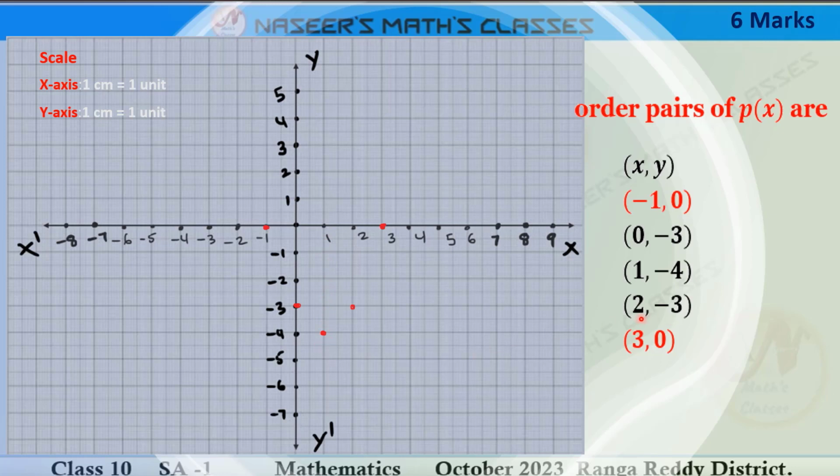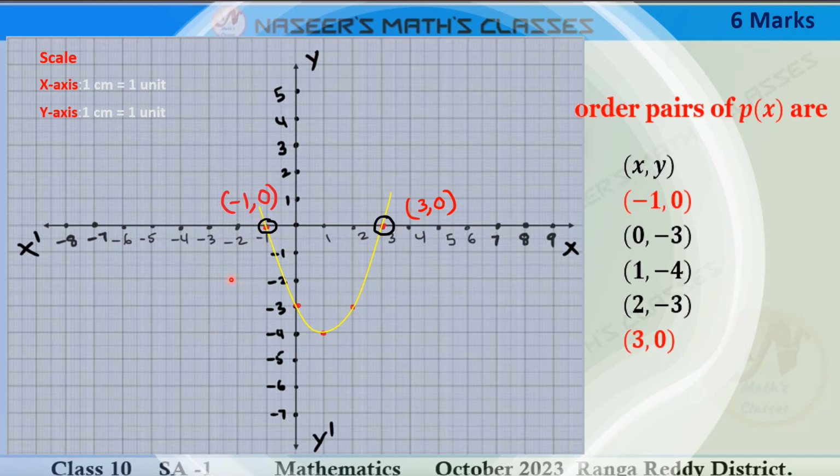Next, ordered pair is 2 comma minus 3. Here x value is 2 and y value is minus 3. From the x value we go downside 3 points, so we get the ordered pair 2 comma minus 3 here. Next, ordered pair is 3 comma 0. X value is 3 and y value is 0. So from here we go to the right side 3 points, we get 3 comma 0. By joining all the points, we get the parabola like this.